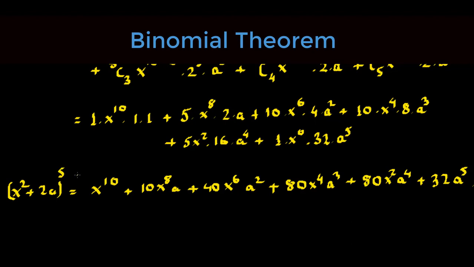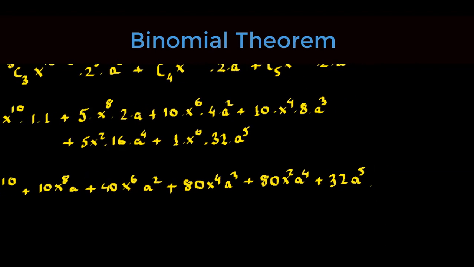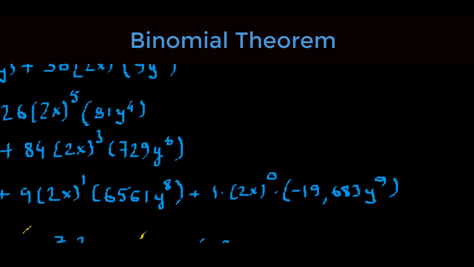So what we've done is we've used the binomial theorem to find out the expansion of x squared plus 2a. Okay, so now that you've understood how to use the binomial theorem, I think we'll be pretty much comfortable to solve different problems on your own. Let me give you one more example. Let's take a simpler one, simpler in the sense it's going to involve some negative values.